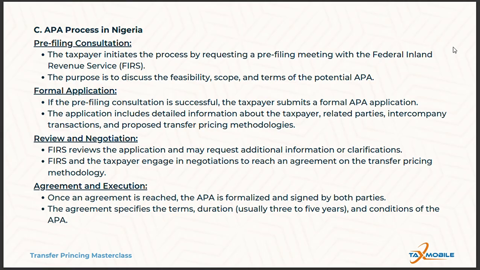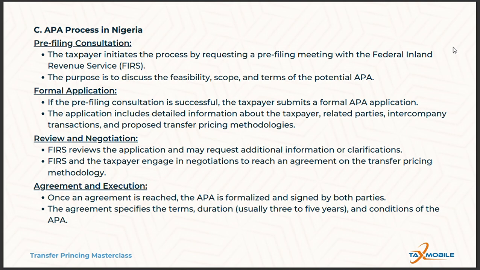Nigeria. One, pre-filing consultation. The starting point is that the taxpayer initiates the advanced pricing agreement process by requesting a pre-filing meeting with the Federal Inland Revenue Service. And after that, the pre-filing consultation is intended to discuss the feasibility, scope, and terms of the potential advanced pricing agreement, as well as any relevant issues that need to be addressed.